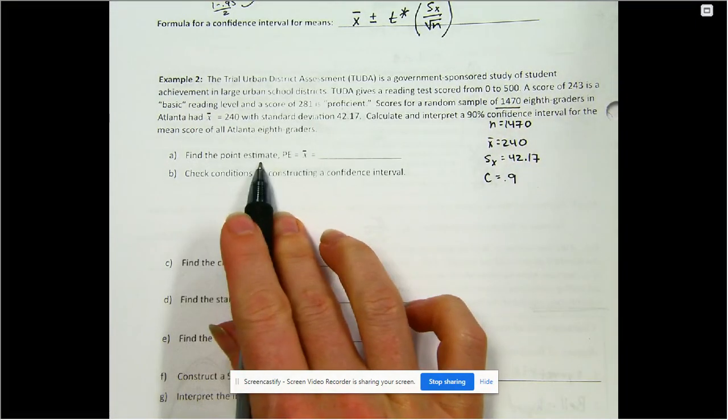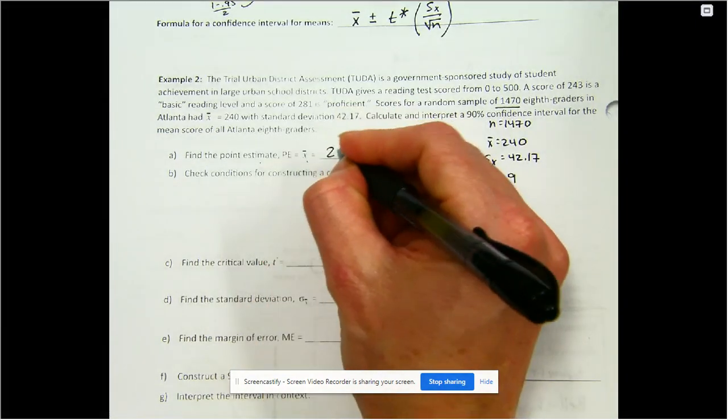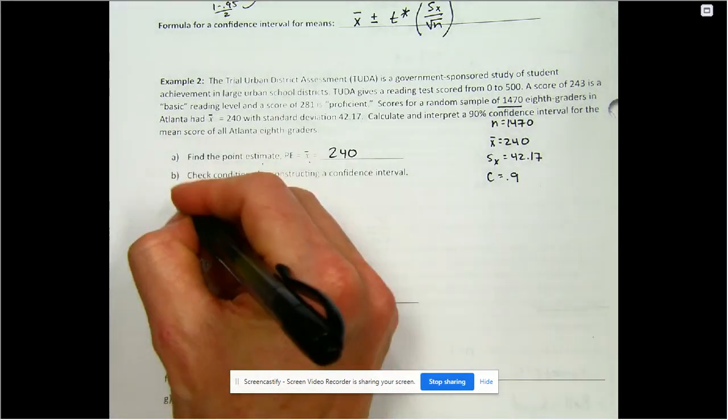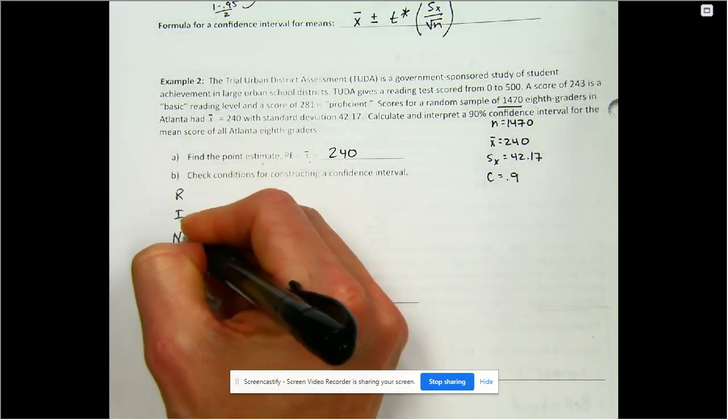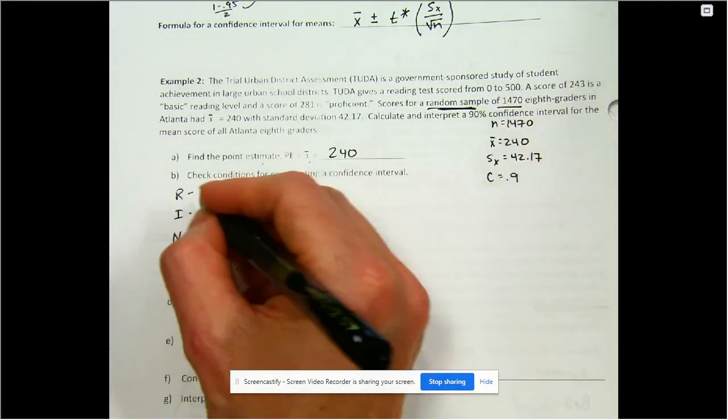All right, so find the point estimate. So our point estimate in this case is X bar. They gave it to us. It's 240. It's a score of 240. Now we're going to check those conditions. We have random, independent, and normality. For random, they did tell us that that's a random sample, so it's stated.